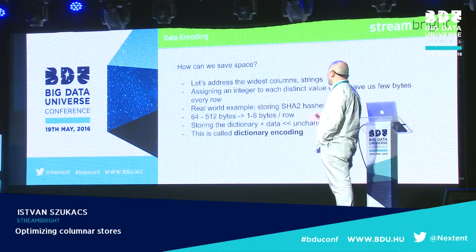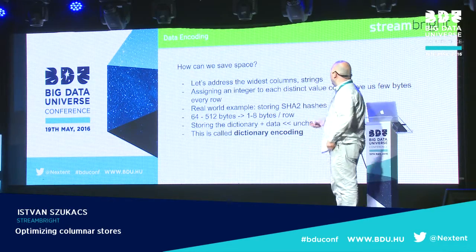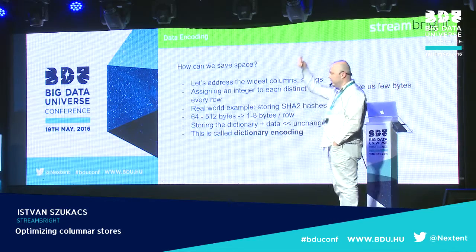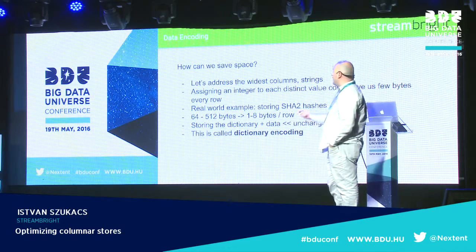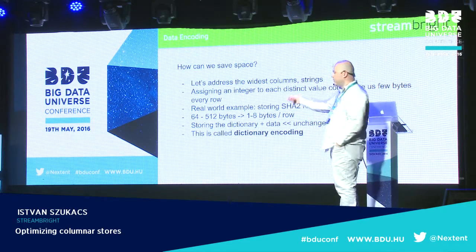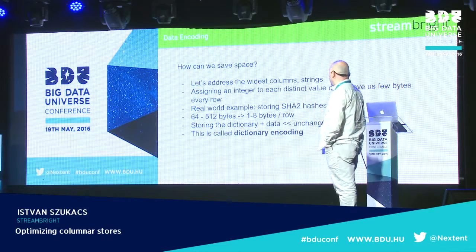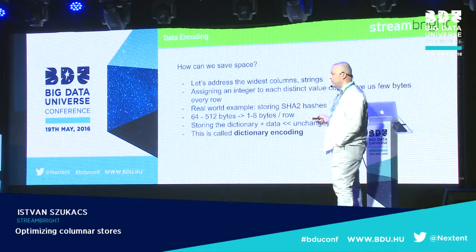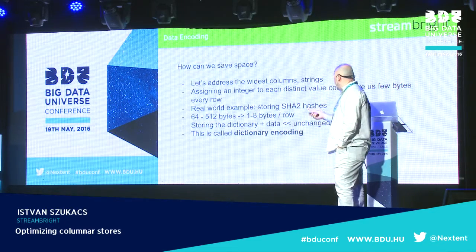So again, the dictionary contains the integers on one hand and the corresponding string values on the other hand. And in the database, you only store the integers, and when you need to actually read the string, then you go to the dictionary, do a reverse lookup, and get back the string. Most of the data systems today support this sort of encoding.